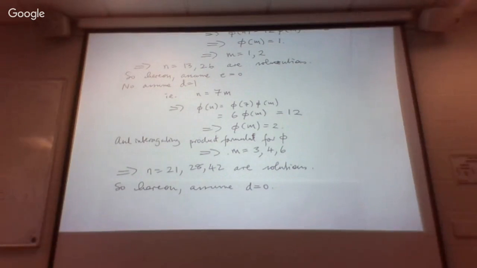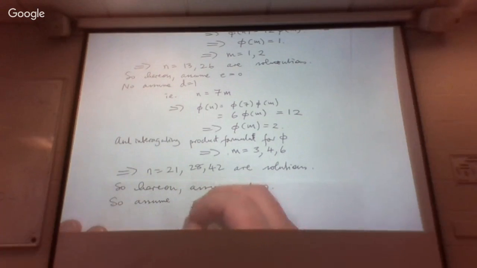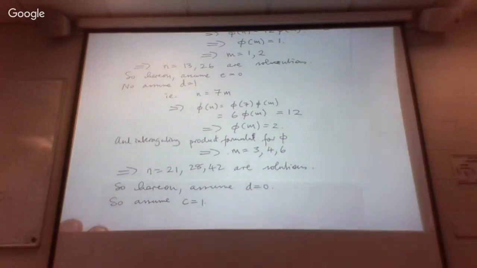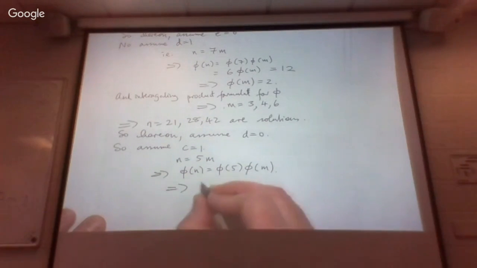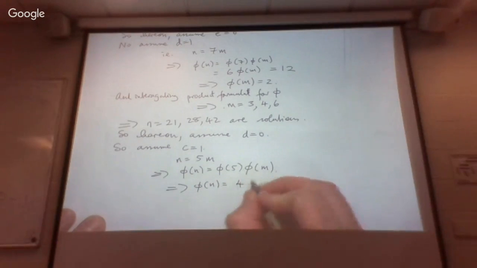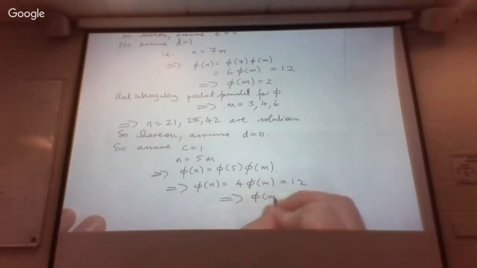So now we're just considering n's as maybe 2 times 3 times 5 to some powers. And so assume now that C is equal to 1. C was the power on 5. So n is equal to 5 times m. That will imply phi of n is phi of 5 times phi of m, since m will be co-prime to 5. That implies phi of n is 4 times phi of m. And if this is equal to 12, that will imply phi of m is equal to 3.